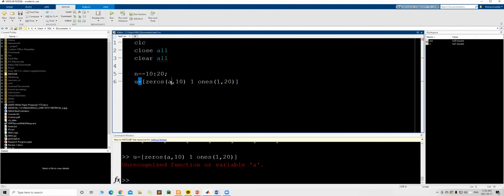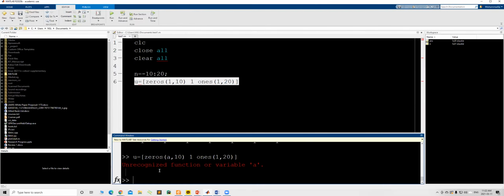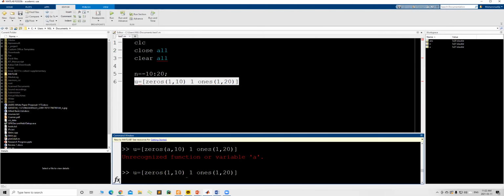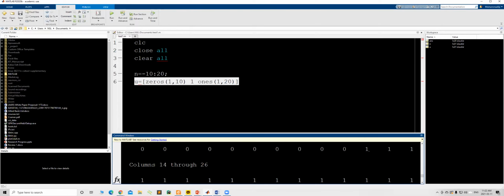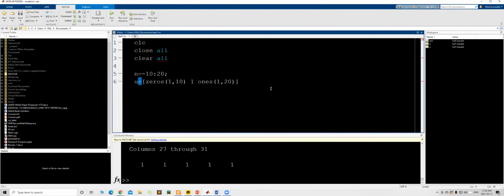Oh, sorry, it is not a, it is 1. Right? Now it should be working. Right? So it is giving me zeros up to some point and then ones later on. Now I want to plot it, and I want to see, does it look the same?